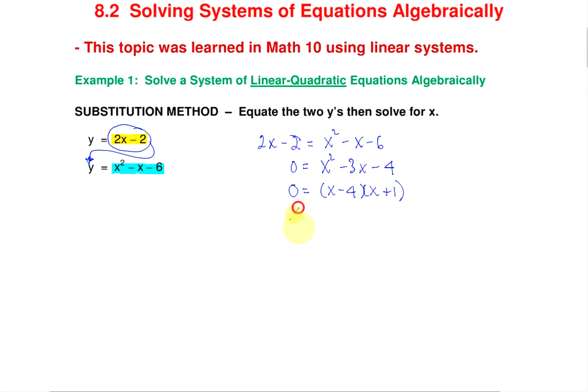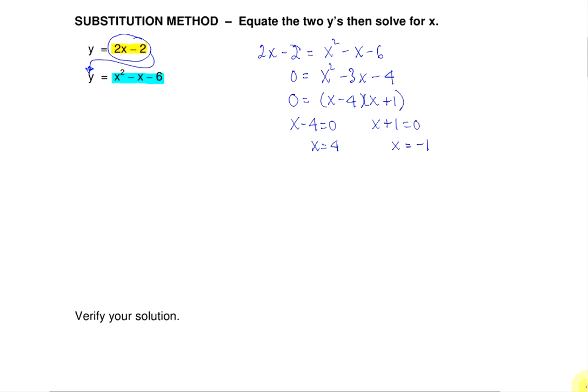And then I can see from this that one of my factors, if I set it equal to 0, will give me a value of 4 for x. And my second factor, when I set it equal to 0, will give me a value of negative 1 for x. And so you can see that we have two x values. So probably what that means is we're going to have 2 points of intersection. So what we want to do now is find out what our value for y is when x is 4 and what our value for y is when x is equal to negative 1. So our next step is to find y.